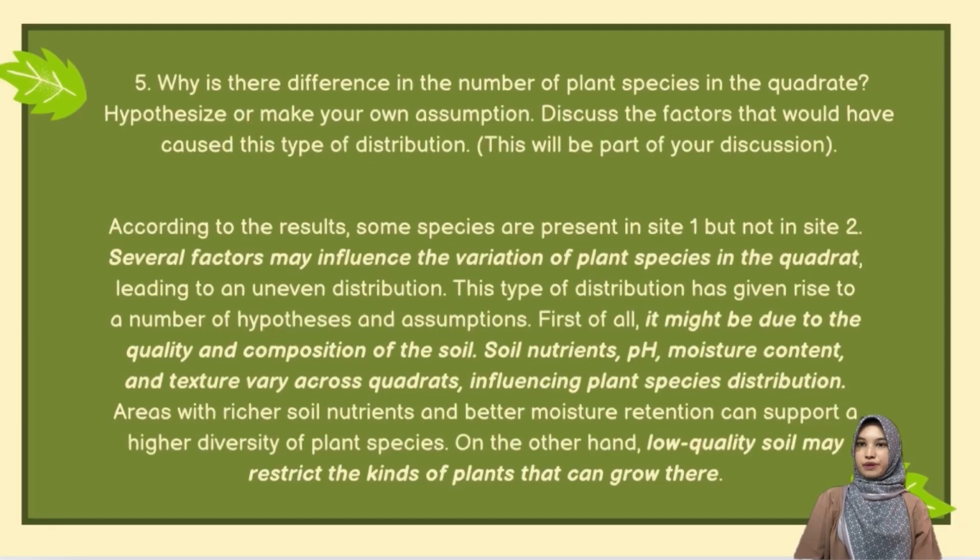For question number 5, according to our results, some species are present in Site 1 but not in Site 2. There are several factors that may have influenced this type of distribution. First of all, it might be due to the quality and the composition of the soil. Soil nutrients, pH, soil contents, and texture vary across quadrats. It is not the same for every area of the quadrat.